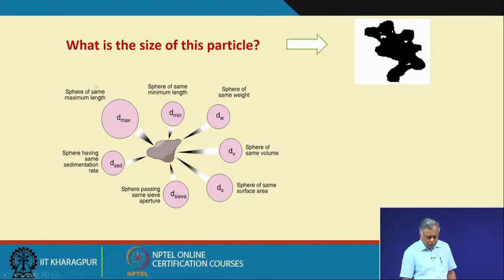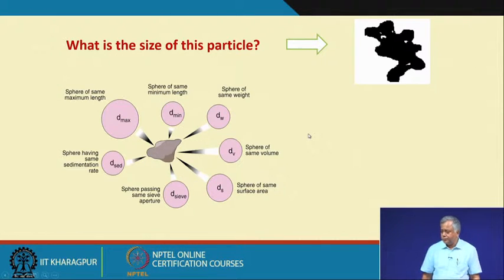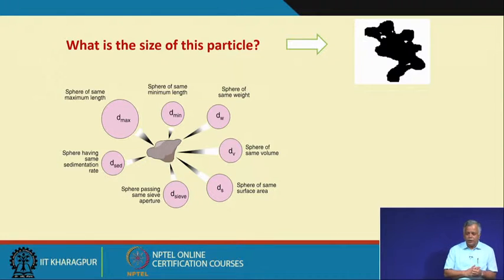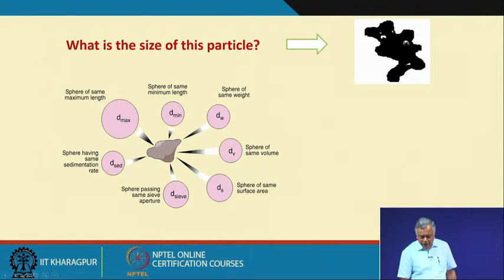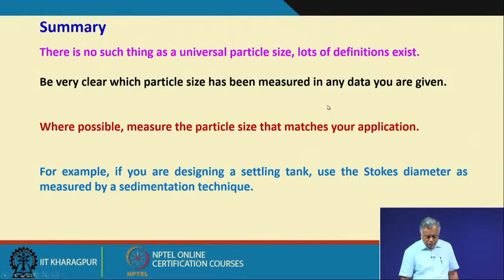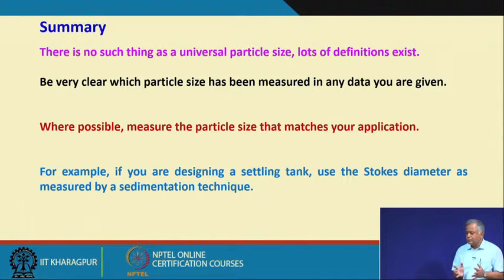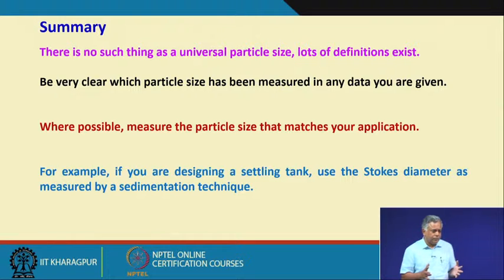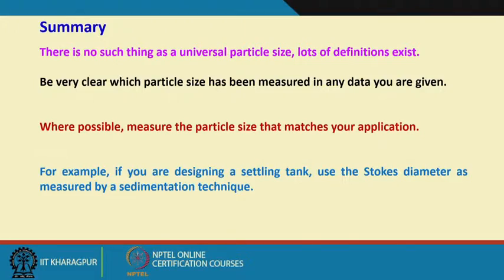But when there are so many proposed definitions, there must be reasons. For example, when we are trying to design a settling basin, where we want to know the settling velocities of these particles, the definition based on sedimentation rate may be more appropriate. But if we want to go for a physical size separation, then the sedimentation-based definition has no relevance. So we use some other definition.